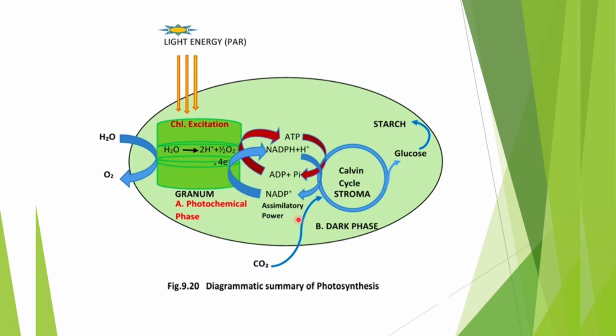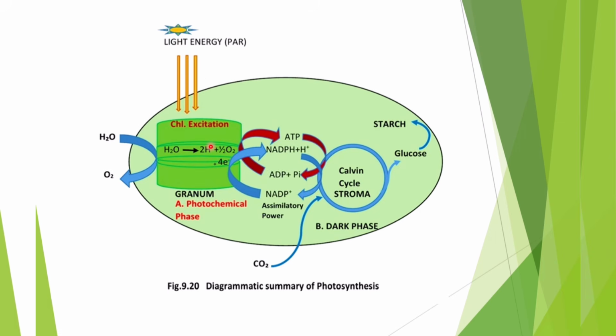Now, what are the reactions? The first thing is light energy, that is photosynthetically active radiation. Not all light, photosynthetically active radiation. It is to be absorbed and trapped. That will result in chlorophyll excitation. So pigment excitation will be due to the light which is being trapped within these membranes.